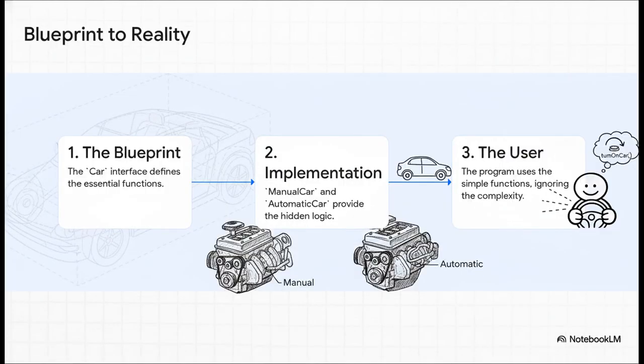And here's where it all comes together. That interface is our blueprint. Then you've got the actual detailed implementations, the stuff under the hood, like a manual car class and an automatic car class. That's where all the hidden engine logic lives. And finally, you have the user, our main program, who is like the driver. The driver only needs to know about the blueprint. They can just call turn on car on any car object, and abstraction makes sure the right engine starts, whether it's a manual or an automatic. All that complexity is tucked away right where it belongs.